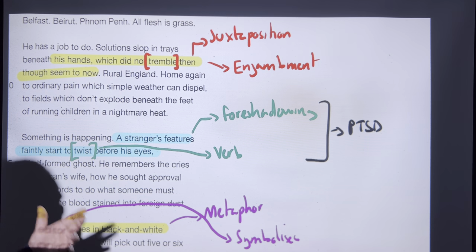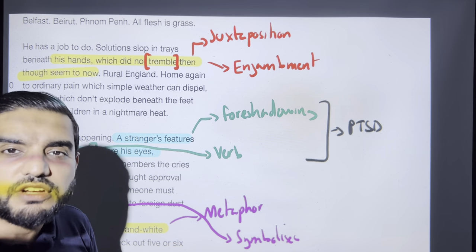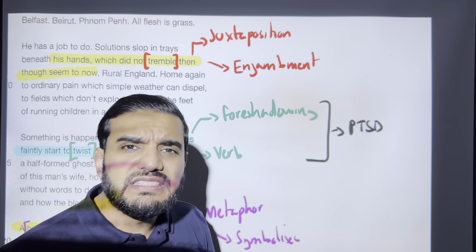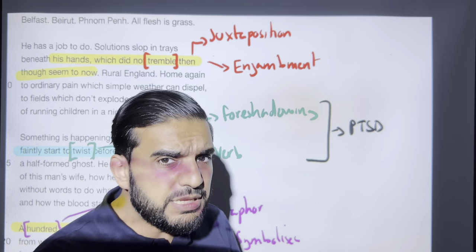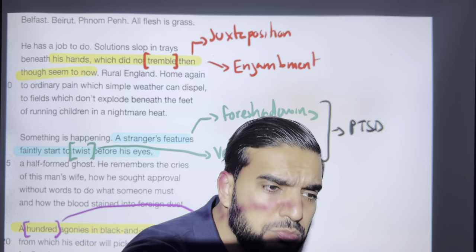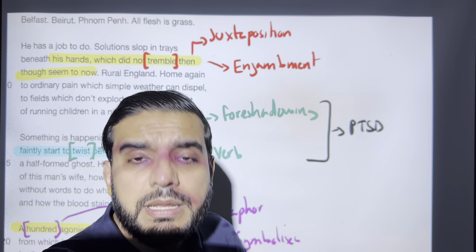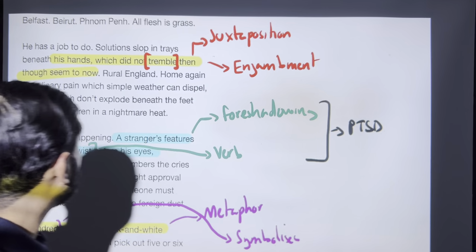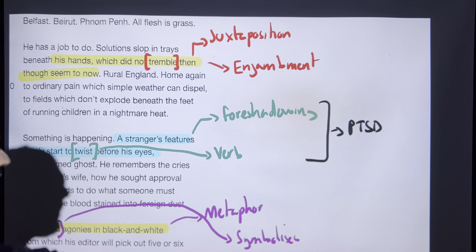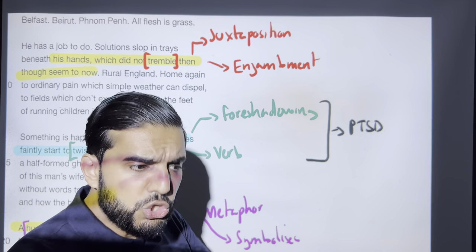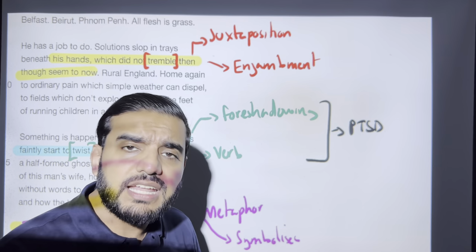Next one, guys, a stranger's features. Strangers are haunting him. He doesn't know who these dead bodies are. He doesn't know who these people are. He was saying, excuse me, wife, let me take a picture of your husband before you start crying. Because that's what he talks about over here, about how he used to ask people's approval to take snapshots while they were mourning the death of loved ones.